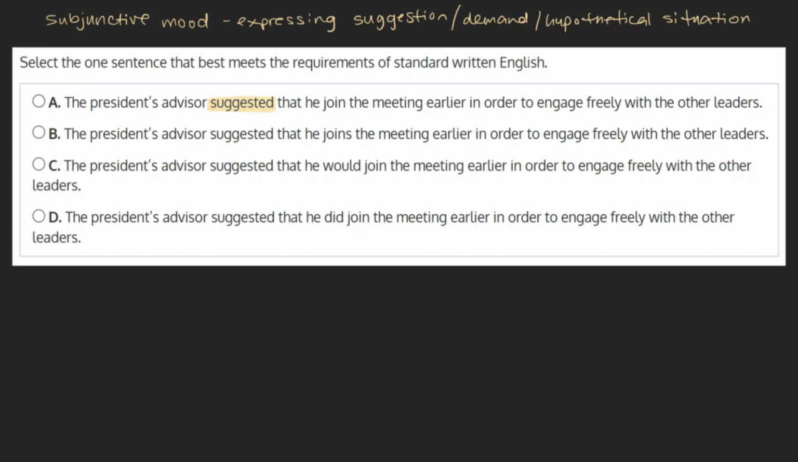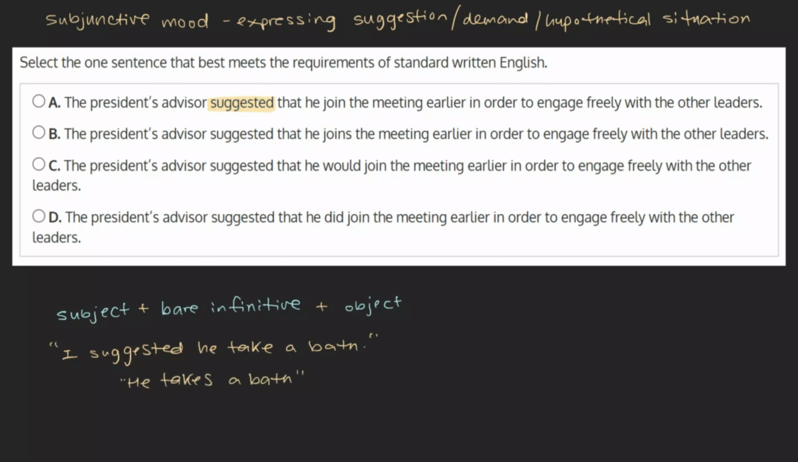The subjunctive mood's format is as follows: subject plus bare infinitive, the bare form of the verb, plus object. For example, I suggested he take a bath. I, subject, suggested he take, bare infinitive, a bath, object. Usually with third-person singular, we would say he takes a bath with an S following the verb, but in the subjunctive mood, we simply use the bare infinitive. With this in mind, let's take a look at our choices.